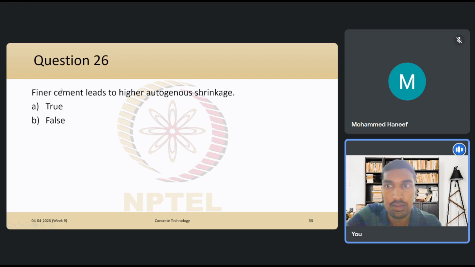We already saw this. You'll have a higher surface area, so there'll be higher reaction. Faster reaction also can happen because of finer cement particles. So you'll see higher autogenous shrinkage happening in concrete that has finer cement. So the statement is correct.